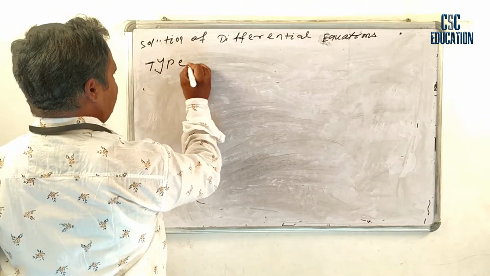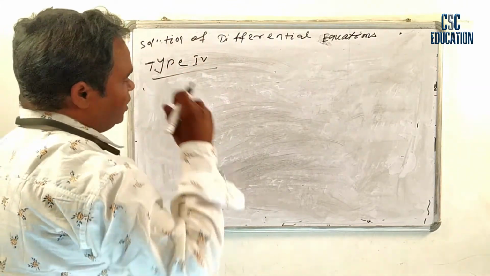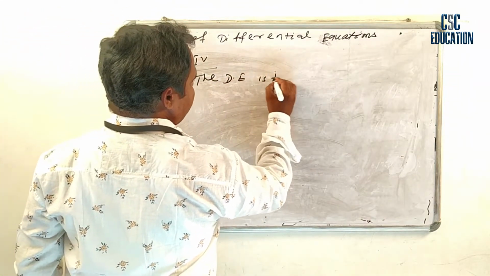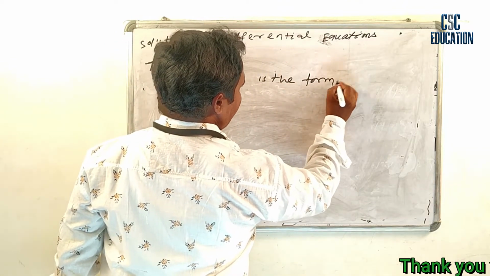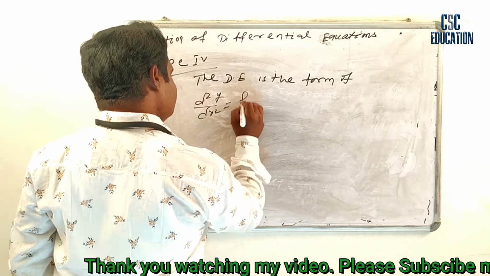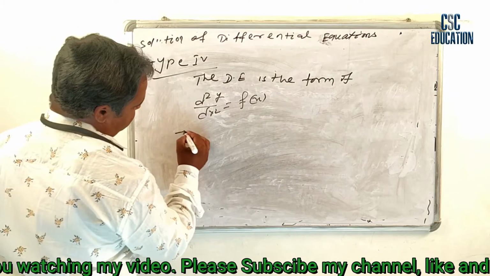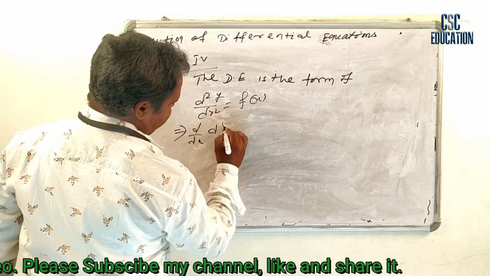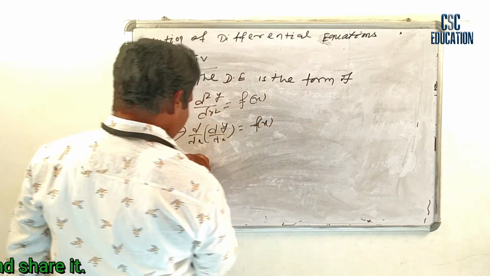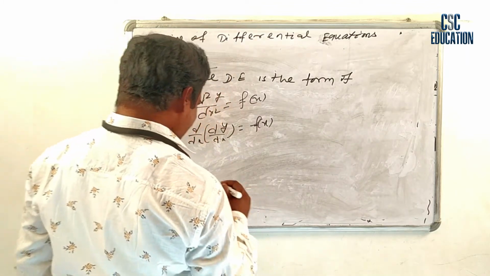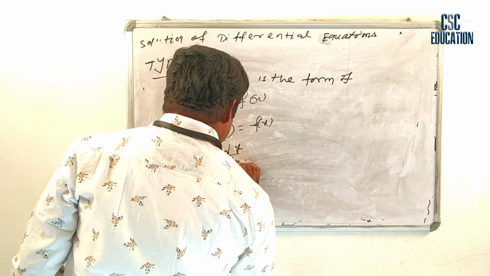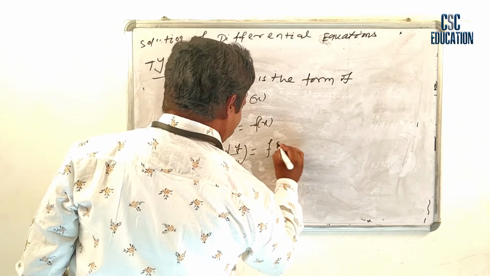Type 4. In type 4, the differential equation is of the form d2y by dx2 equals, suppose, f of x. So d by dx of dy by dx equals f of x, that is d of dy by dx equals f of x dx.